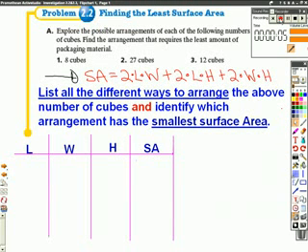Investigation 2.2, Filling and Wrapping. Part A says, explore the possible arrangements of each of the following numbers of cubes. Find the arrangement that requires the least amount of packaging materials. So what we are going to do is look at 8 cubes.